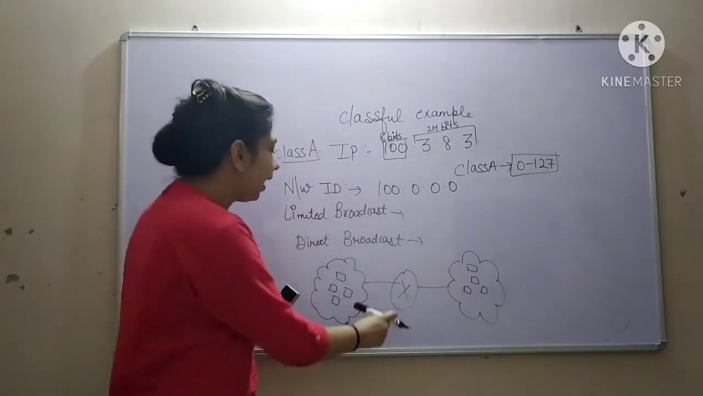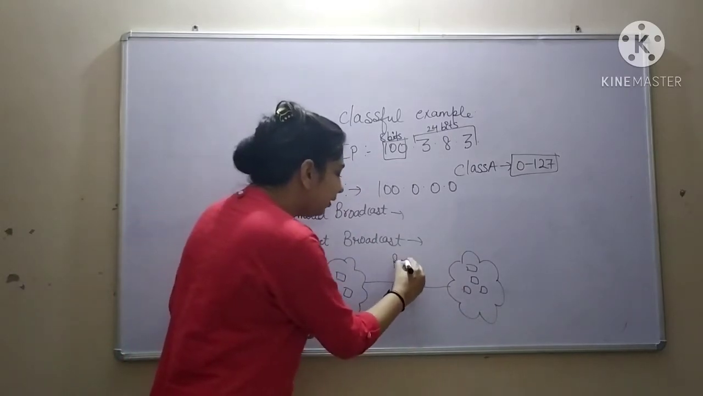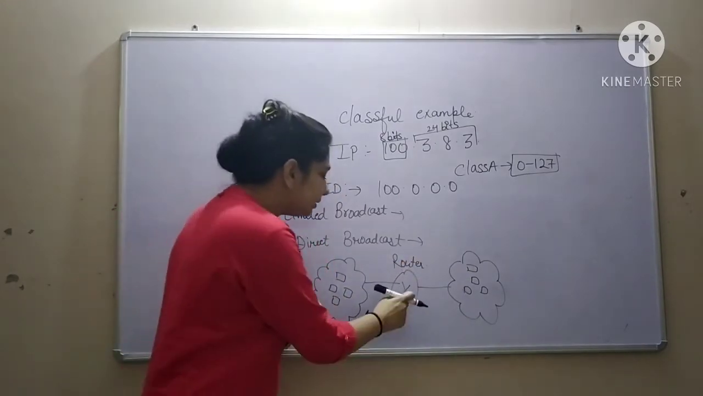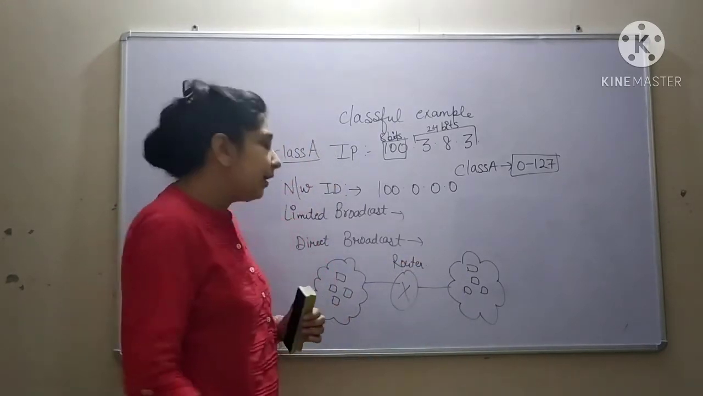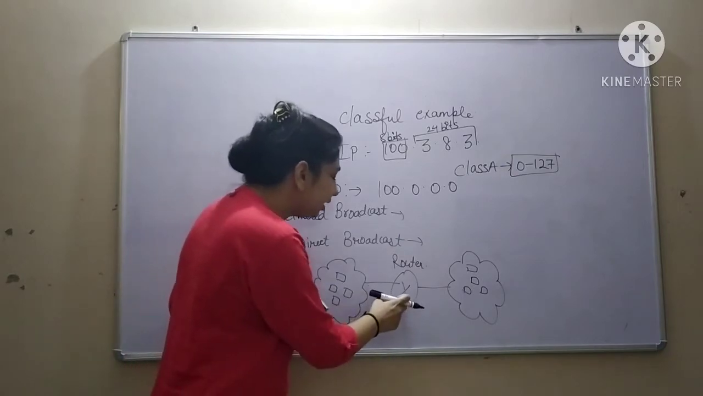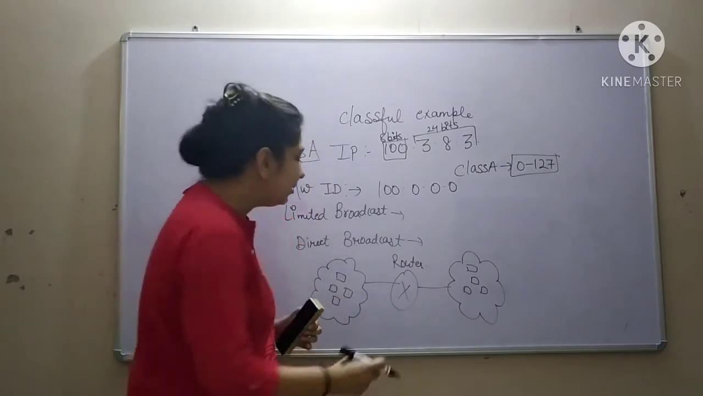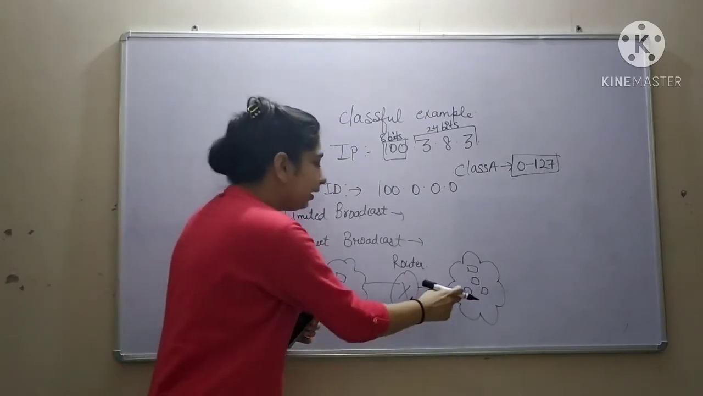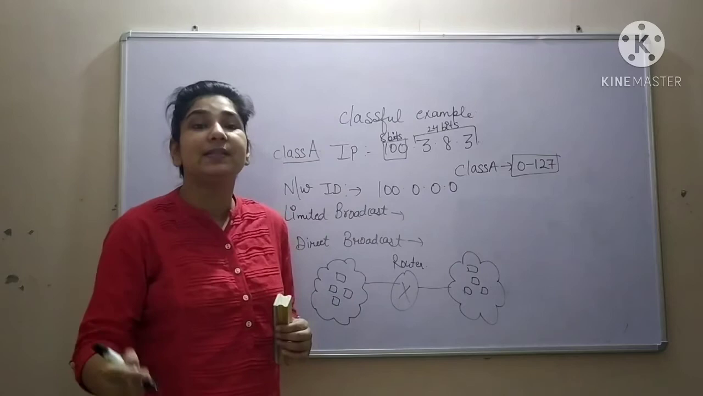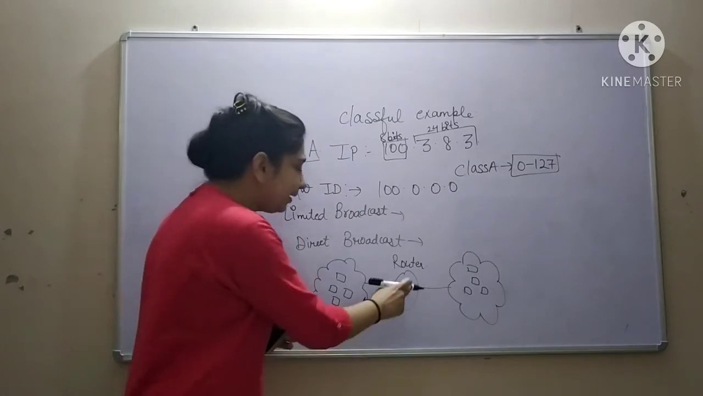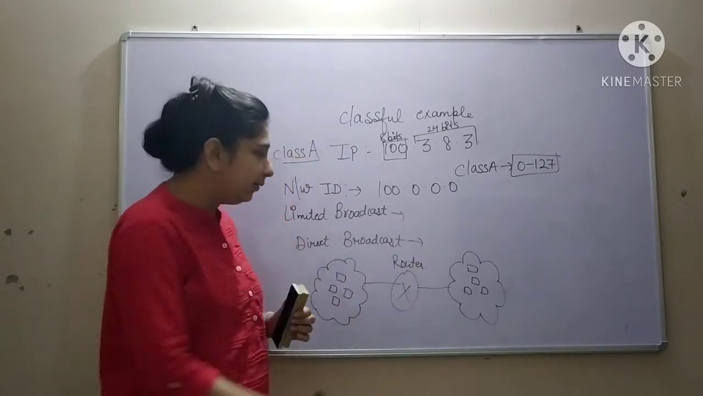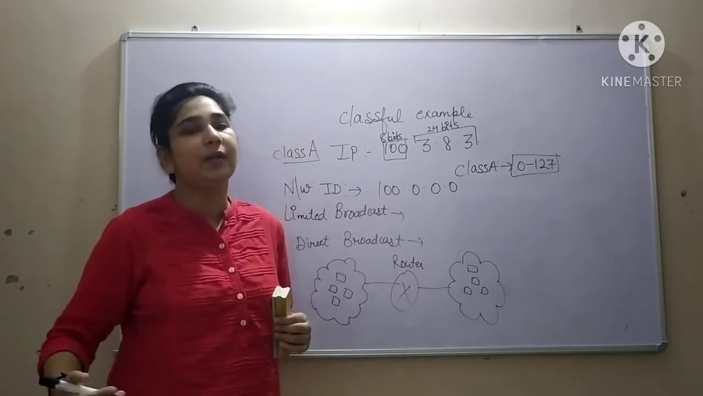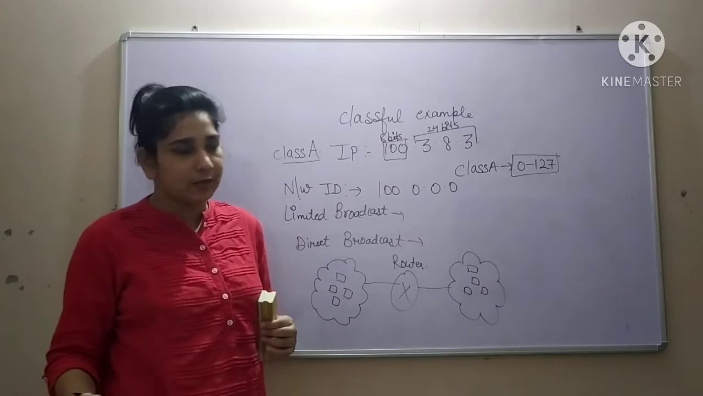A router is nothing but a forwarder, or you can say a director. If any packet comes to the router, it will send that packet in the right direction so that it can reach its destination. It is acting like a director, directing your packet so that it can reach its original destination.